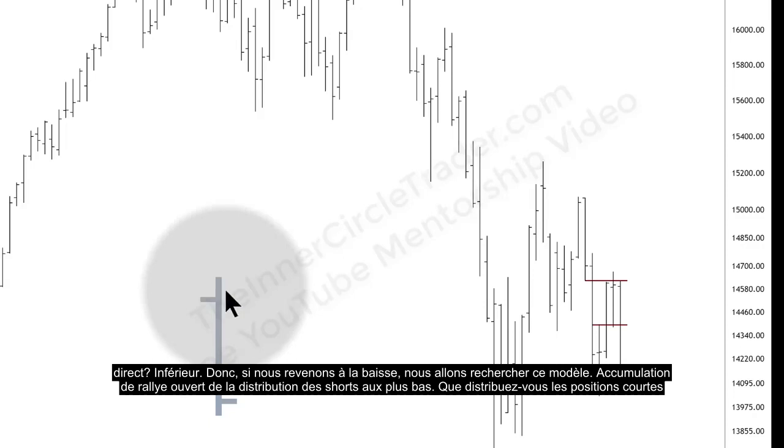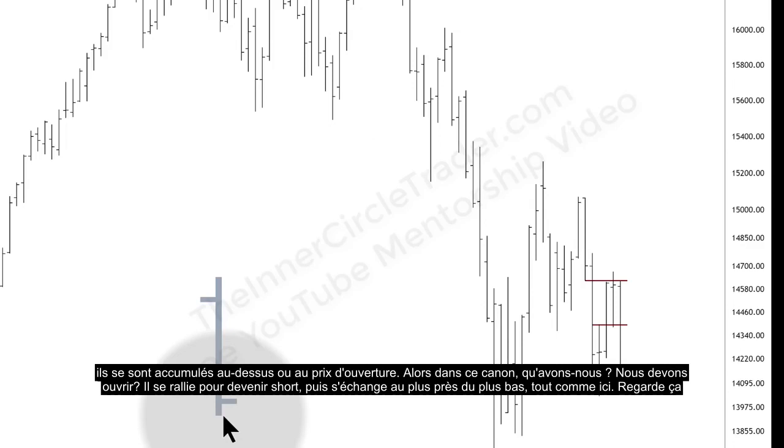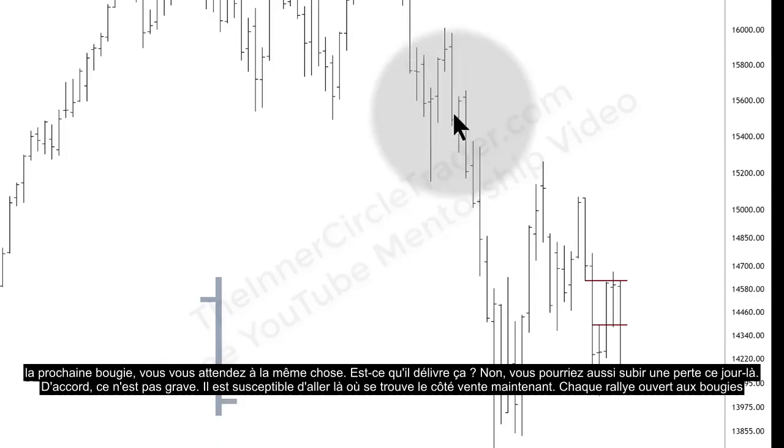Open, rally, accumulation of shorts, distribution at the lows. What are they distributing? The short positions they've accumulated above or at the opening price. So in this candle, what do we have? We have the open. It rallies up to go short and then trades down and closes on the low. Just like this is here. See that? The next candle, you're expecting the same thing.